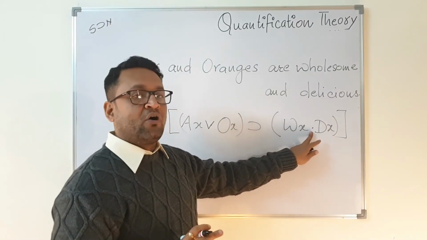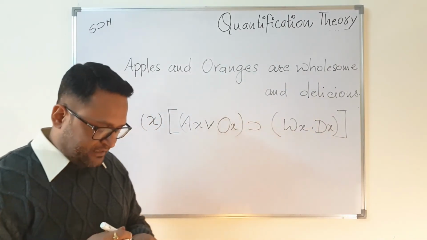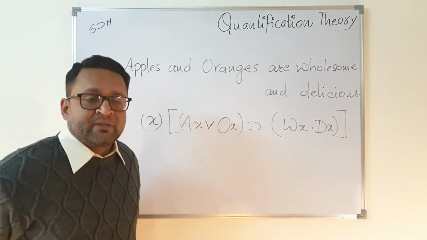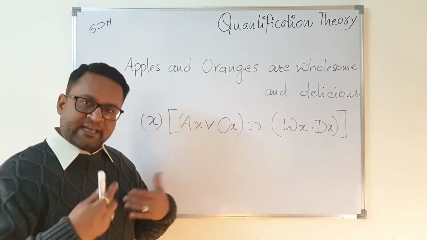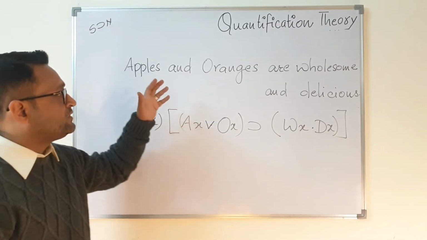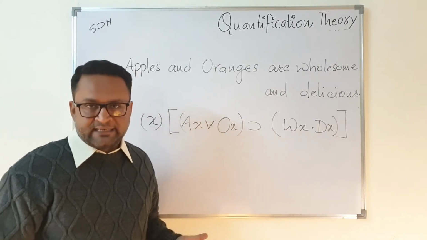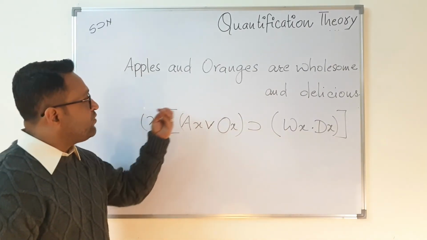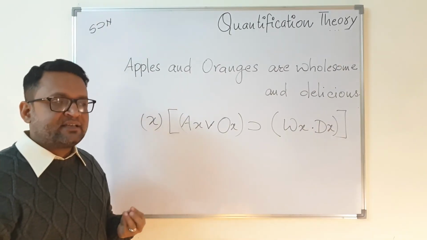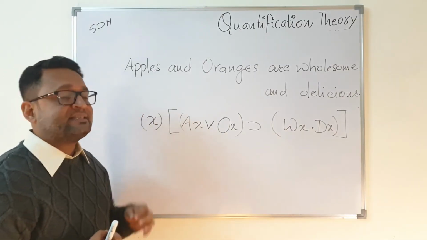Here we will not use or, because this wholesome and delicious can be together, right? It will fill your tummy and it will be delicious. These two properties can exist together. But a same fruit being called both an apple as well as an orange is not the case. So these small changes or small ideas you need to understand, you need to pick, and you need to symbolize them properly.